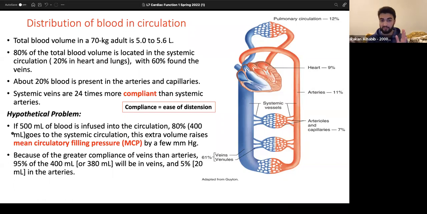Now, out of all that blood, 60% is found in the veins, which tells you that the veins are way more compliant than the arteries. So they act like a pool or a reservoir for blood, basically. Okay, and so systemic veins are 24 times more compliant than systemic arteries, and we're going to get into that slide later on. I think that was the most confusing slide of the PowerPoint.